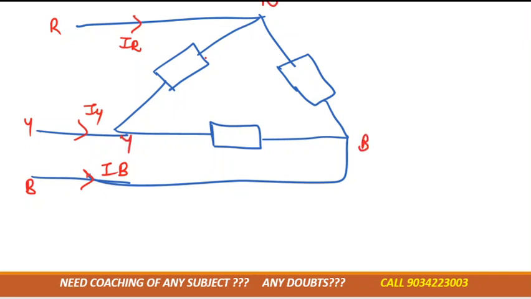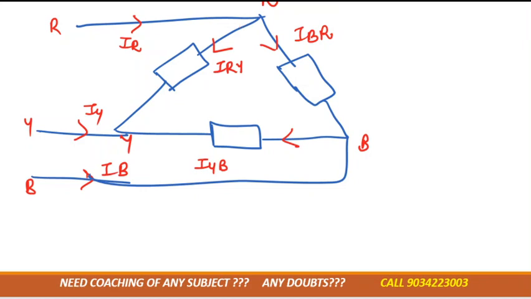This is R again, this is Y again, and this is B again. Here the current is moving between R and Y, so I can consider it as IRY. Here the current is moving across R and B, so I am considering it as IBR because I am moving in the RYB sequence. Here the current is between B and Y, so we can consider it as IYB. The directions I have taken randomly. You can take the opposite direction according to your convenience.